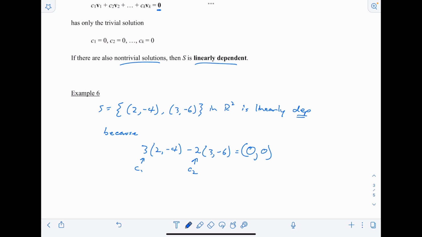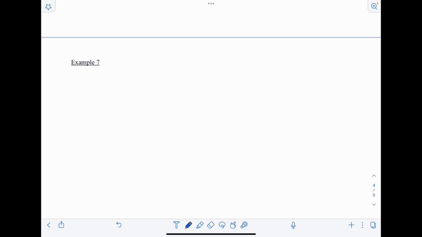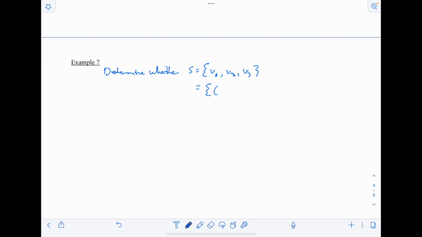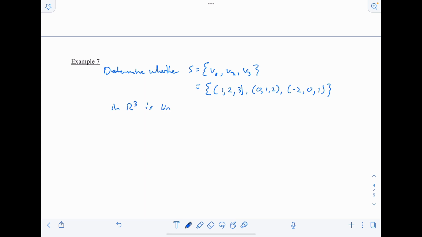All right. So let's do another. Let's determine whether S, which we're going to define as V1, V2, V3, which specifically has the vectors, let me write this below so I don't run out of room here. So has the vectors 1, 2, 3, 0, 1, 2, and -2, 0, 1. So the question is, is this linearly independent or dependent? So we're going to determine whether this set S in R3 is linearly independent or dependent.